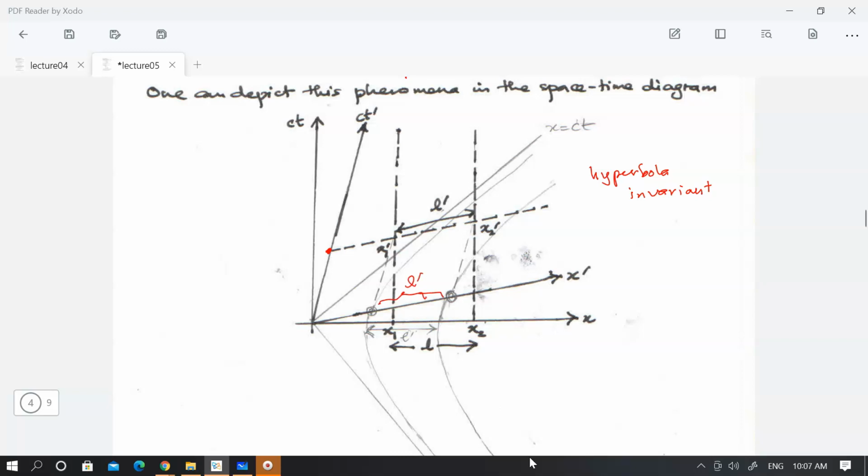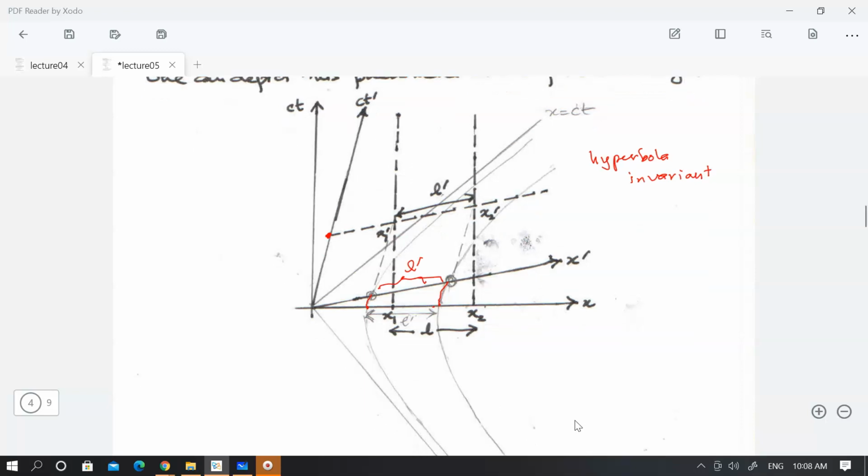But now I want to compare with this thing, so I need to project this thing down to the x-axis over here, and that is going to be, now you don't project by using the vertical line, but you use the invariant hyperbola. So the invariant hyperbola takes this point down to this point and this point down to this point, and that will be the L dash. That L dash will now be compared with this L, and again you can actually see that this L dash is supposed to be shorter than this L. So that's the length contraction.